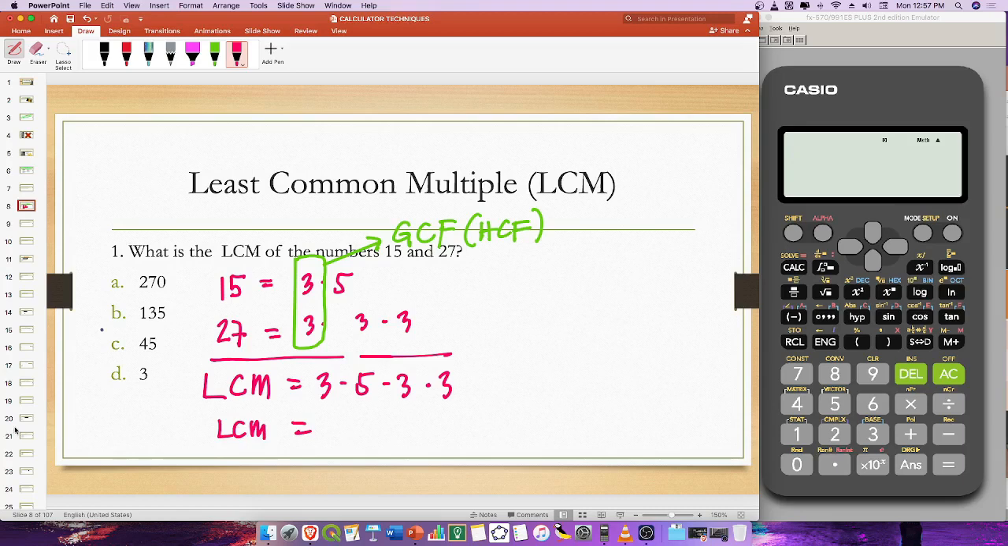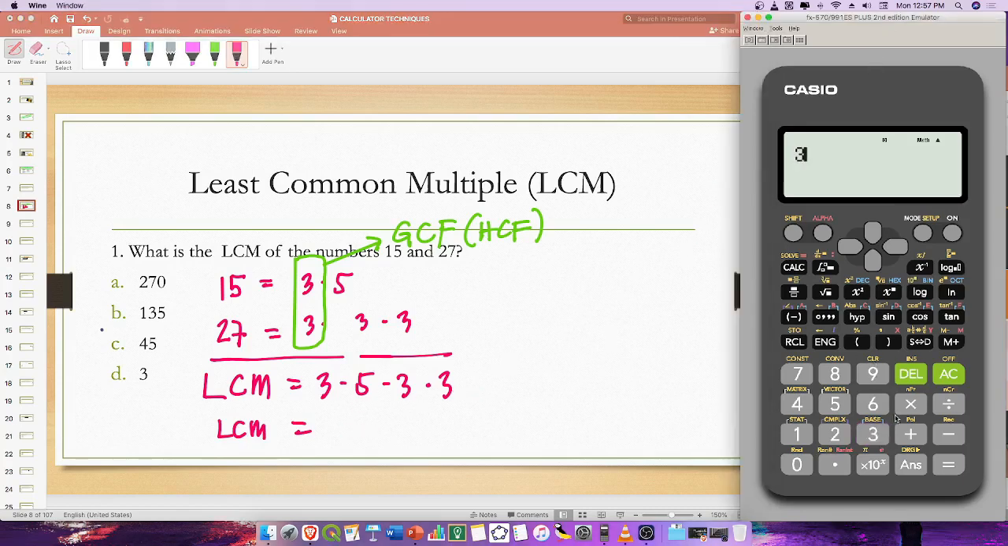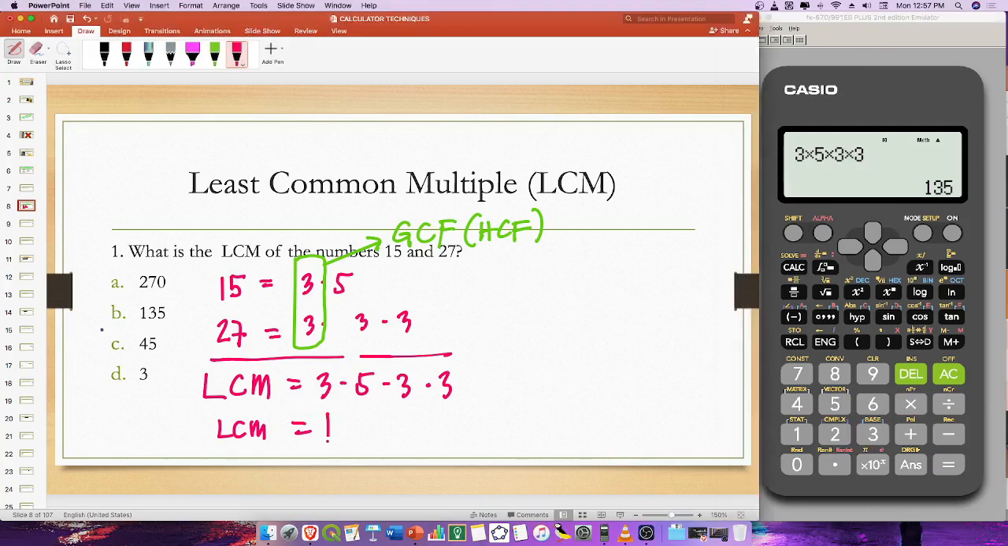So let's try that using our calculator. The product will be 3 times 5 times 3 times 3, and we will have 135. So here, 135 will be the least common multiple. Now, there's another way of solving this problem. I will show you how to solve it using a different approach.